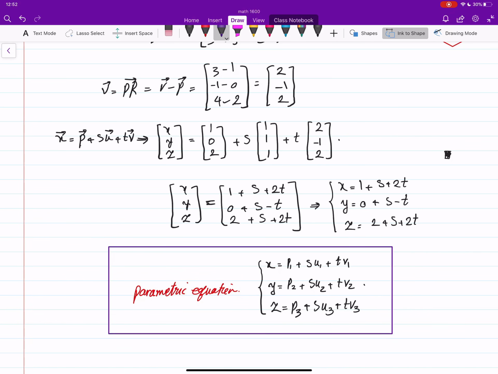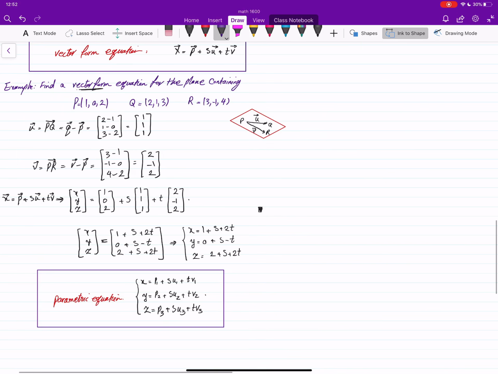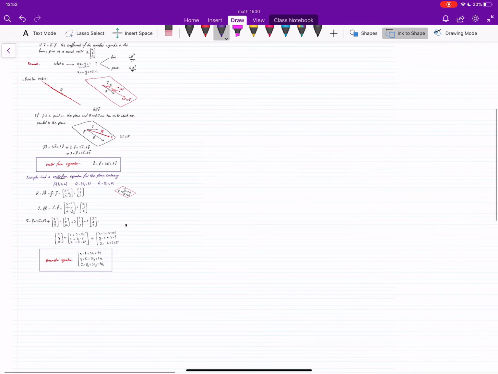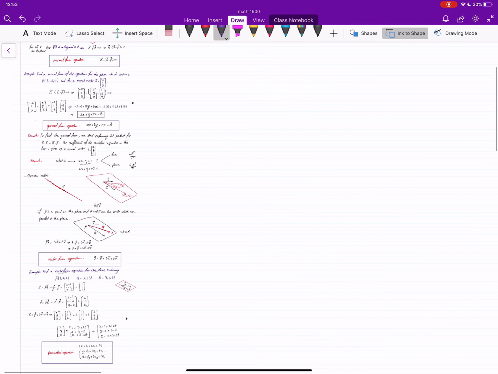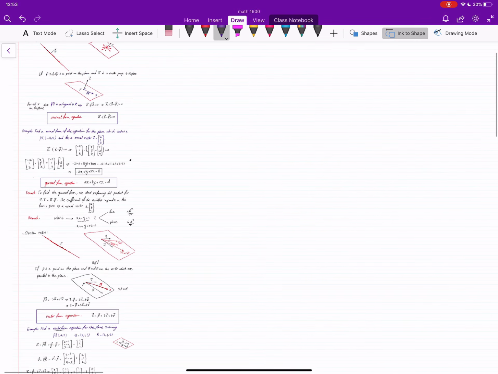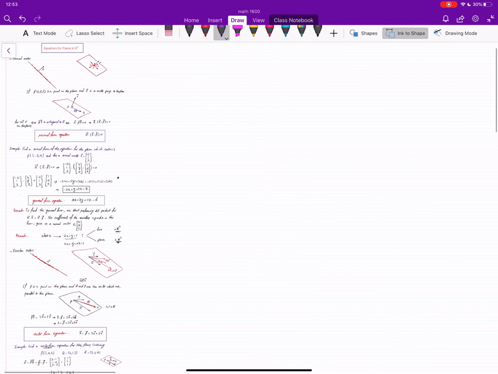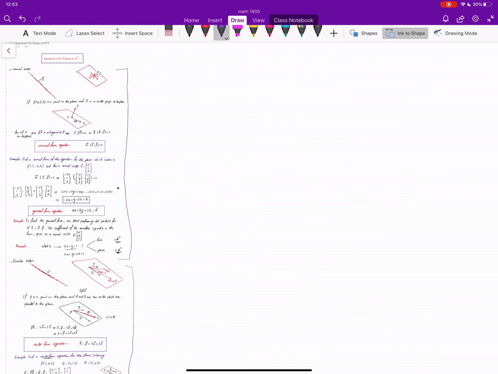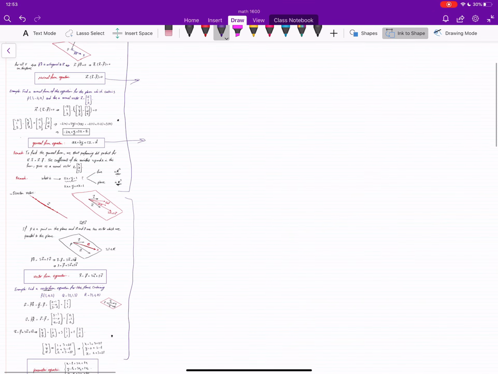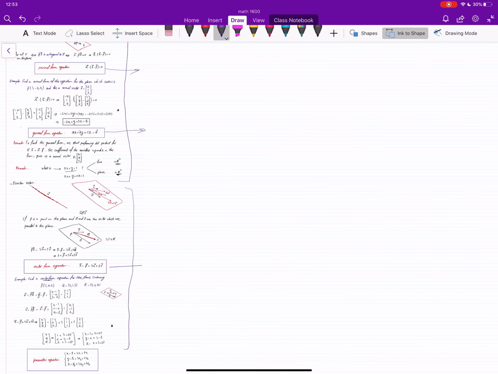So again, quick summary: we have 2 ways to fix a plane. One is using a normal vector, which we had up to here, and the other one was using direction vectors. Using normal vectors, we get two forms of equations, normal form and general form. Using direction vectors, we get vector form and parametric equations.